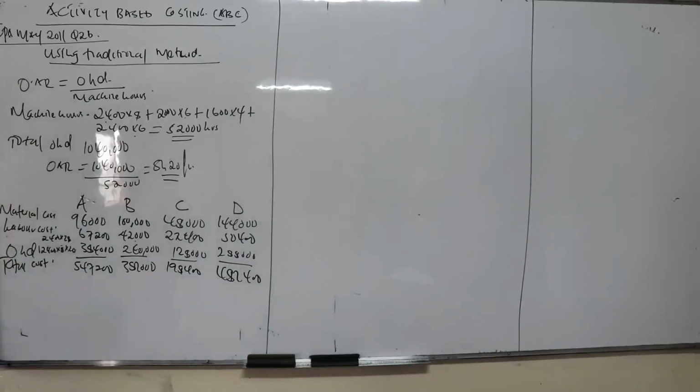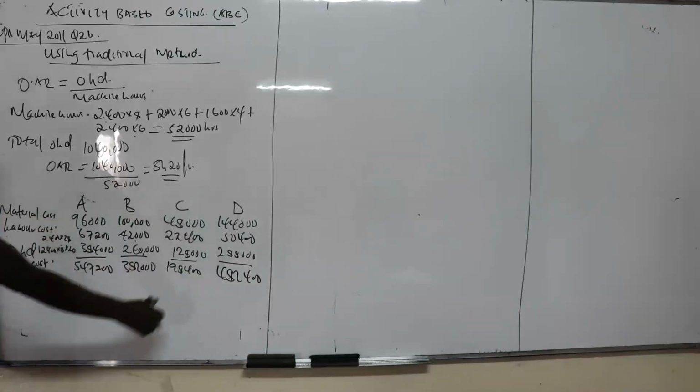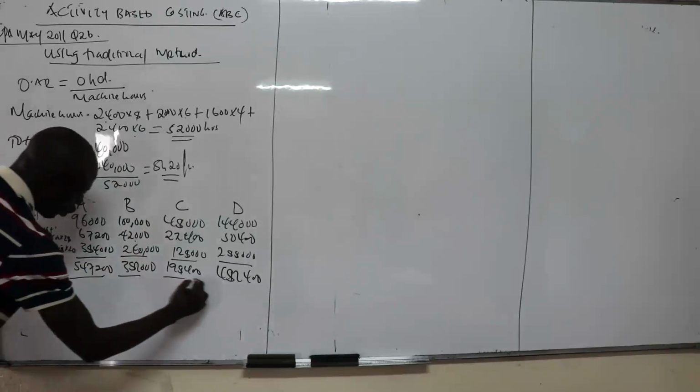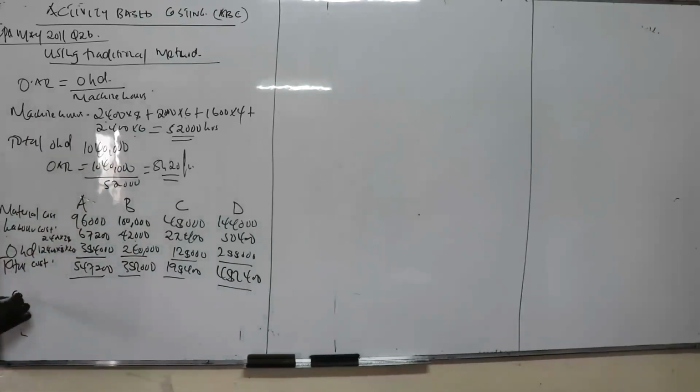So according to the question, it required us to determine the total cost of each product and the cost per unit. So this one will be the total cost per product. This is the total cost of producing product A. This is the total cost of producing B, C, and like that. So now the cost per unit is going to be the total cost divided by the number of units produced.